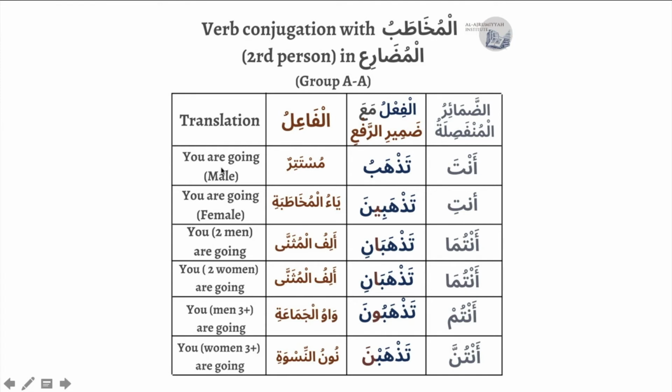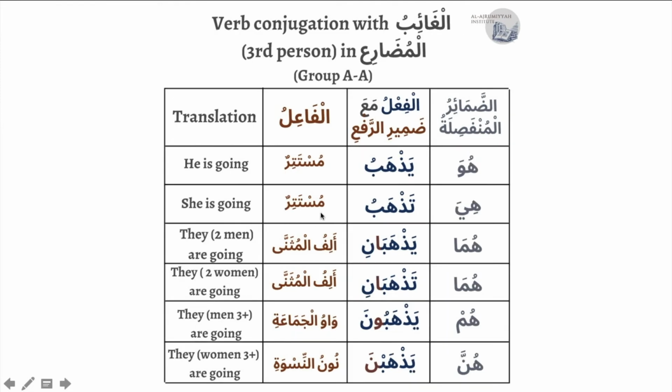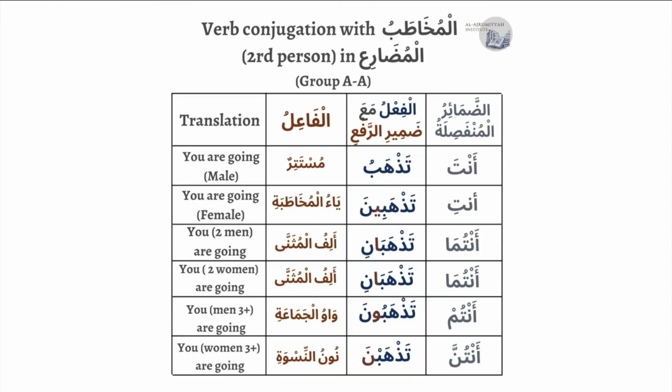So the context is going to let me know whether when I say tadhabu, it means you masculine, or it means she feminine. So if I'm speaking about a sister that left, I'm speaking to somebody else, and I say tadhabu, obviously that means she is going. Because of how we're speaking, the context lets me know that tadhabu here means she. But if I'm speaking to a brother face to face and I say tadhabu, obviously it means anta, because that's what the context is clarifying.